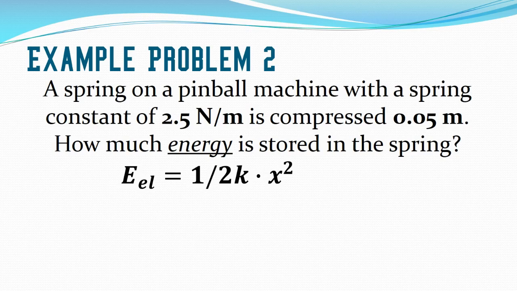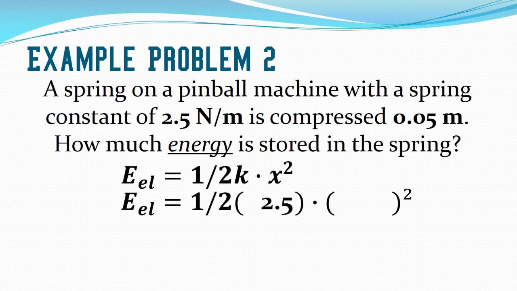Plug in what I know. I'm trying to find energy, so energy remains a variable. The 1/2, that's just a constant value. The square, that's an operation, so it comes right down. K is my spring constant, newtons over meters.